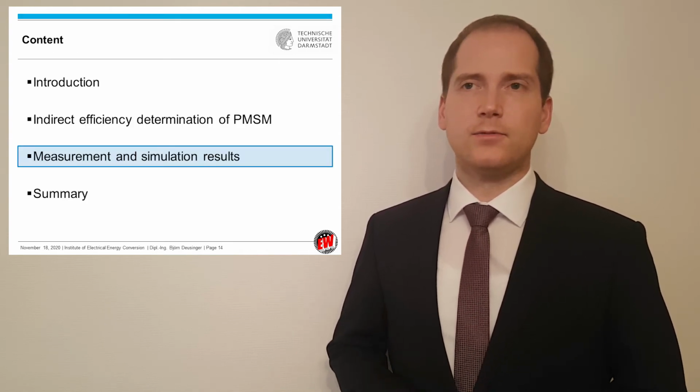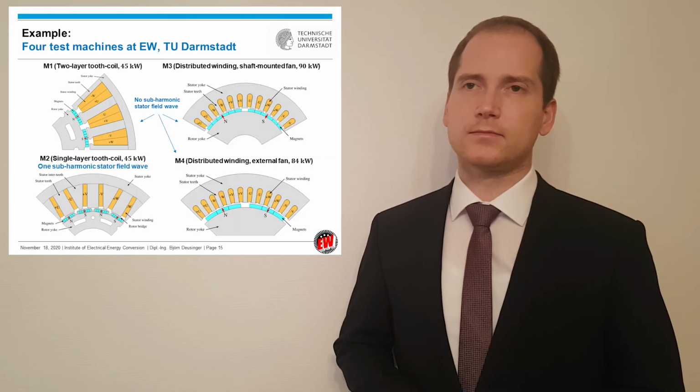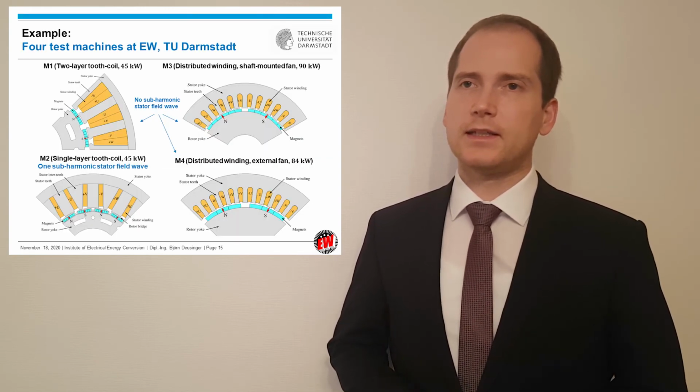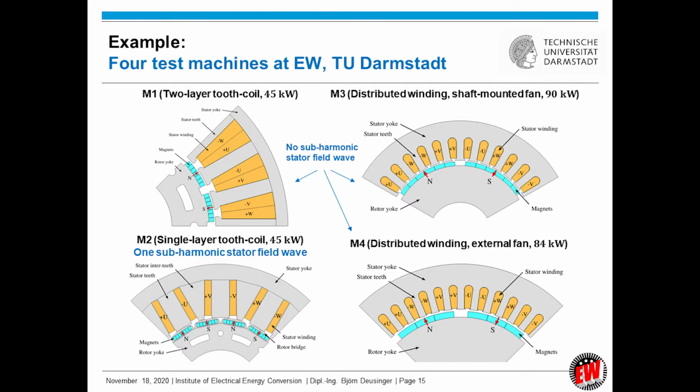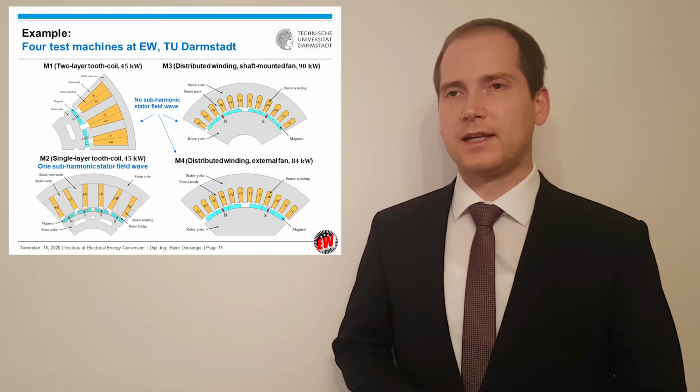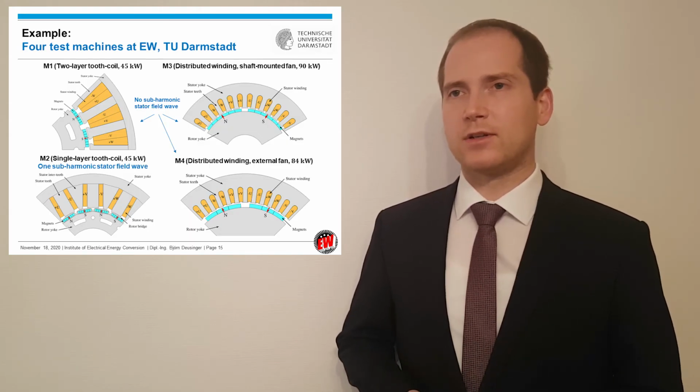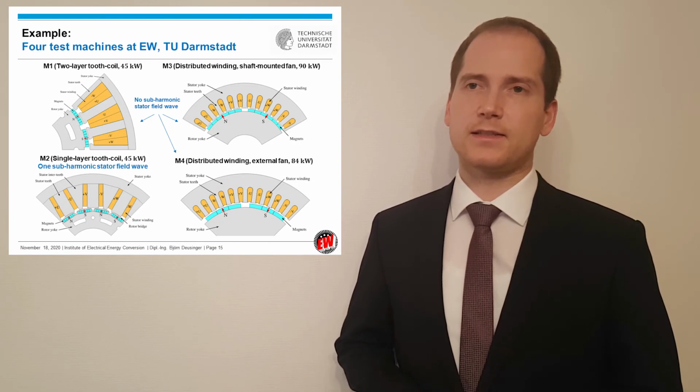Now let's continue with the measurement results. Here 4 permanent magnet test machines are shown. The two at the left have a tooth coil fractional slot winding. The lower one has one subharmonic stator field wave. The other two machines have a distributed single-layer integer slot winding. One machine with a shaft-mounted fan and the other one with an external fan. These external fan losses will not be considered in the following results.